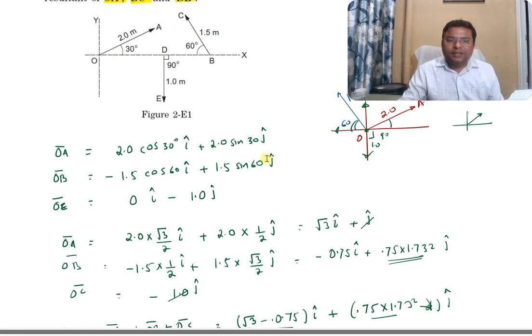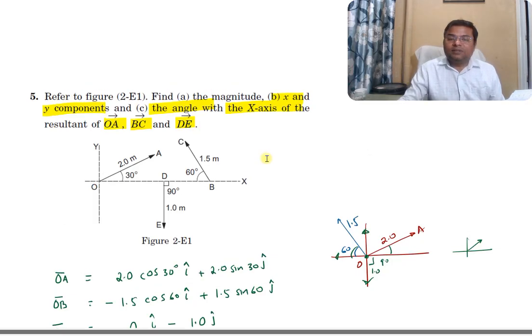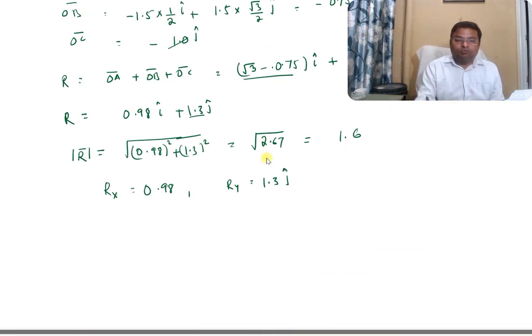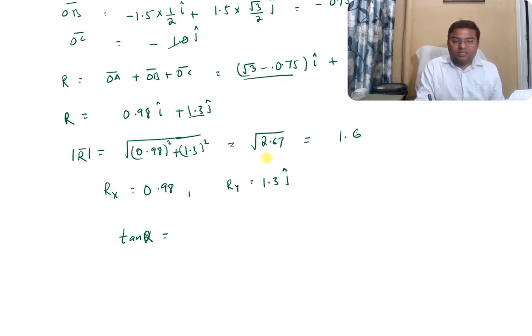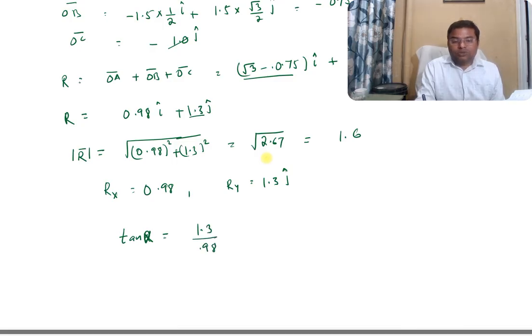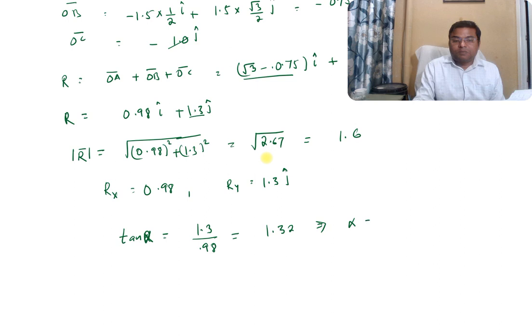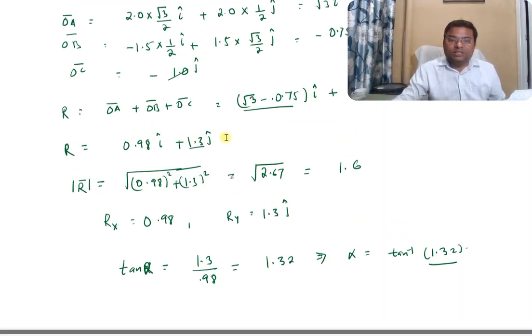Now the last part is the angle with the x-axis. Suppose the angle of the resultant with the x-axis is alpha. Then tan alpha is equal to the y component 1.3 divided by the x component. When we divide, we get the value up to 2 significant digits, that is 1.32. Hence alpha is equal to tan inverse of 1.32. So these are the answers to the entire question.